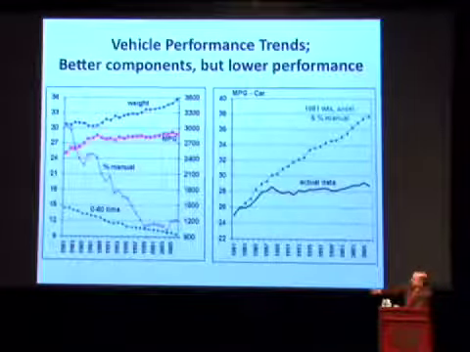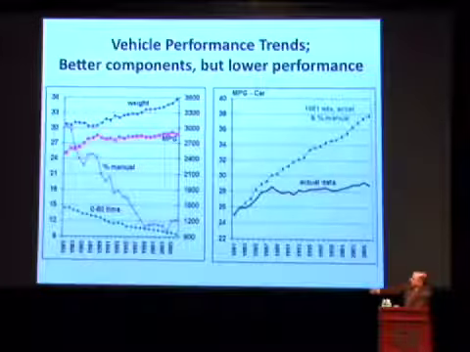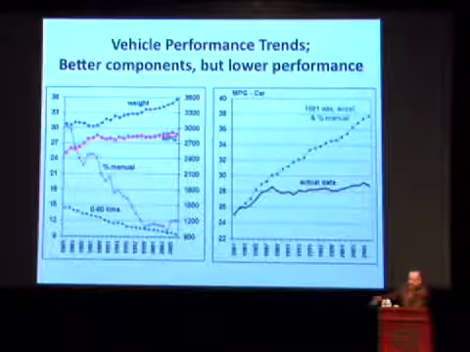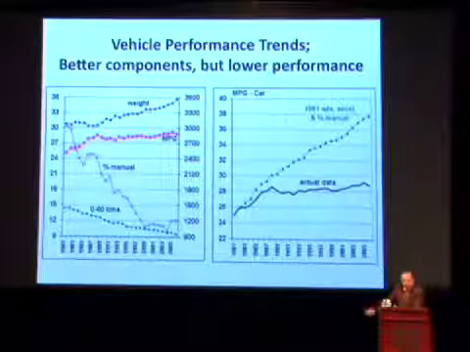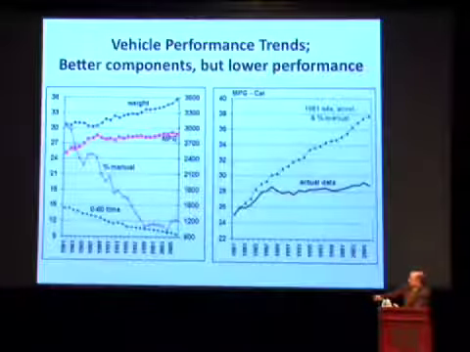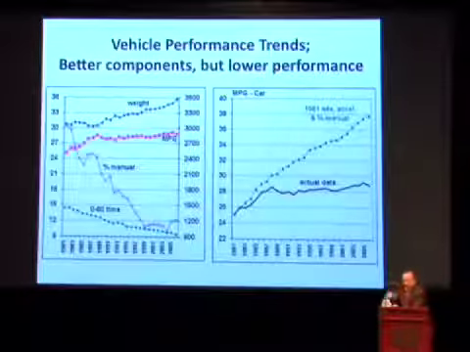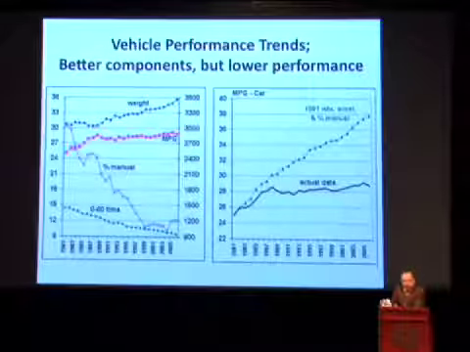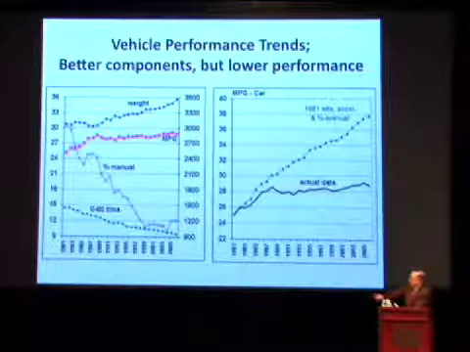However, during that period, the percent of cars with manual transmissions has dropped precipitously. Well, manual transmissions are more fuel efficient than automatic transmissions. The time off the line has dropped substantially, meaning the cars have more muscle. They're more muscle cars. They have a lot more power.